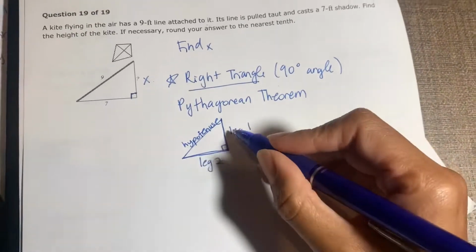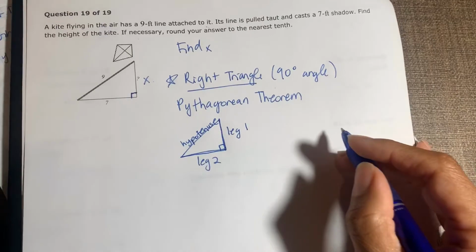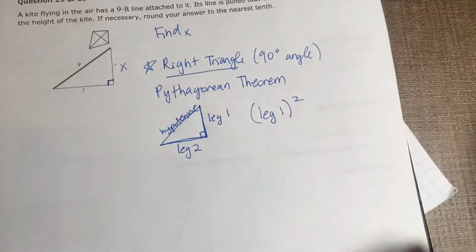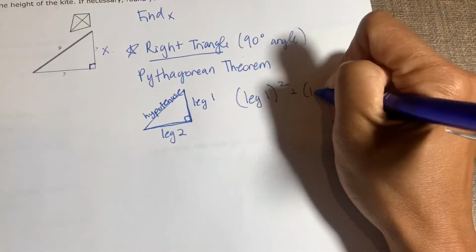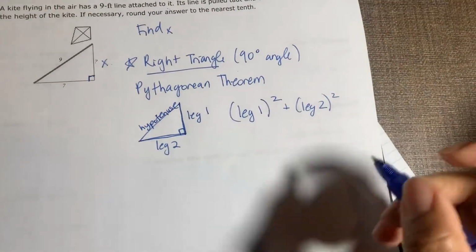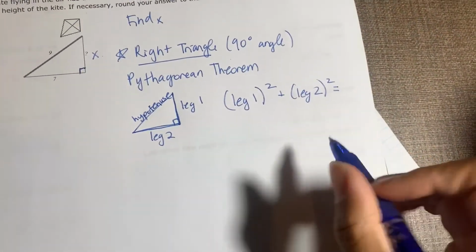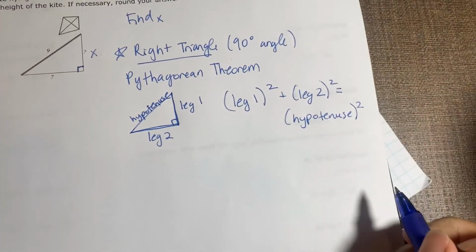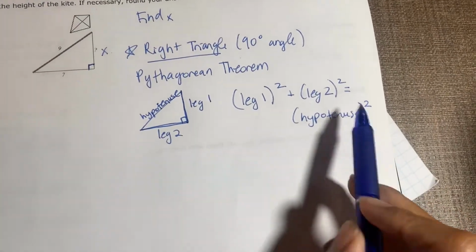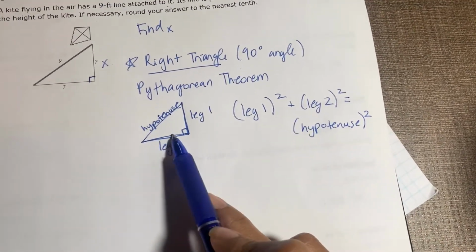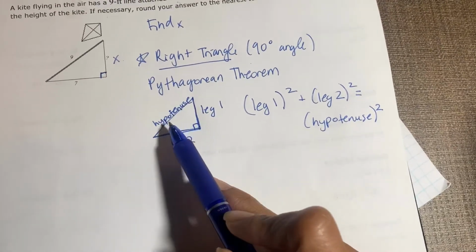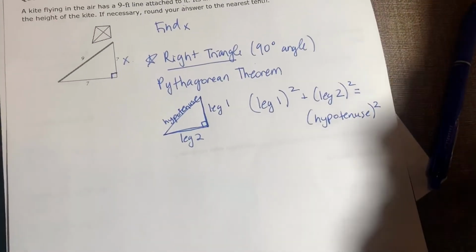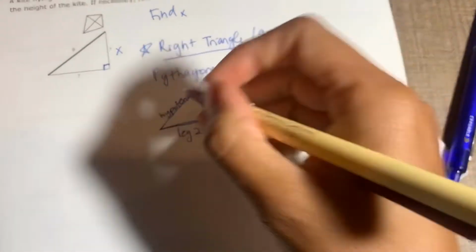And he realized that there is a relationship between all 3 of these. So the relationship is this. He realized that if you take the length of the leg and you square it, and then you add it to the length of the other leg squared, you'll find what the hypotenuse is, squared. So this theorem that he created helps us find the missing length if we know 2 lengths. As long as you know 2 lengths of a right triangle, you'll be able to find a 3rd length.